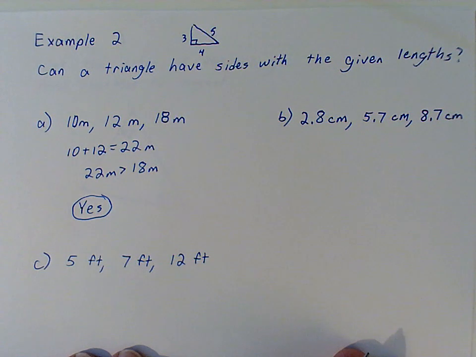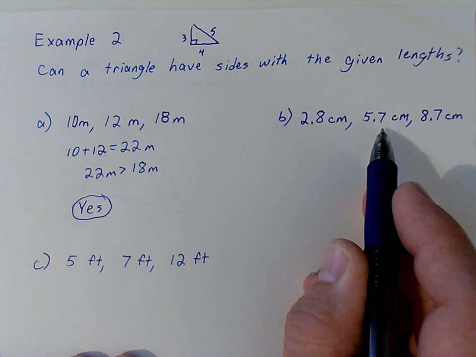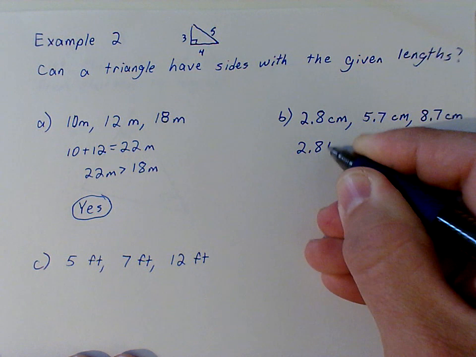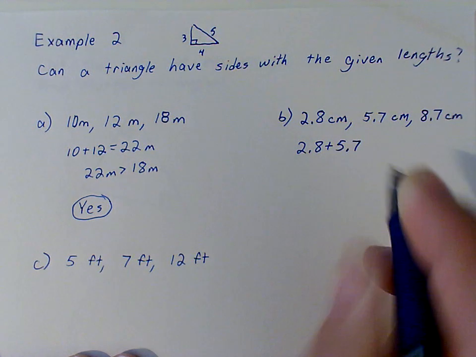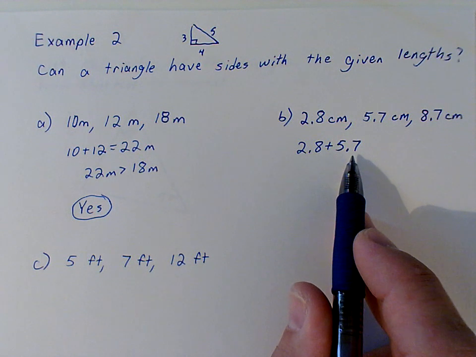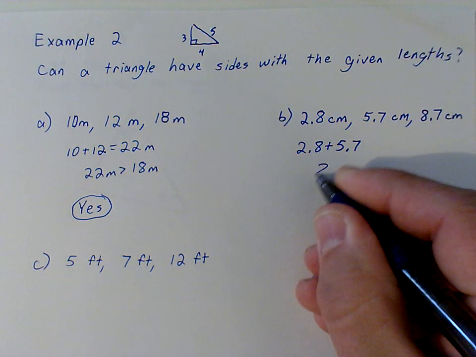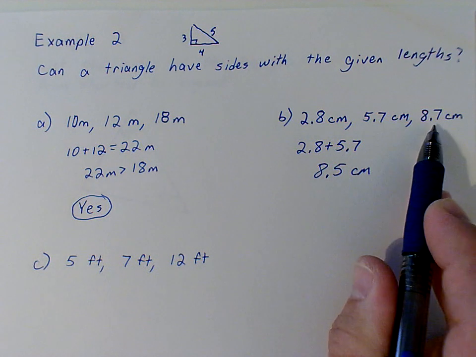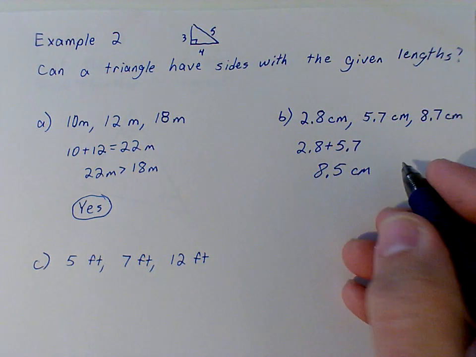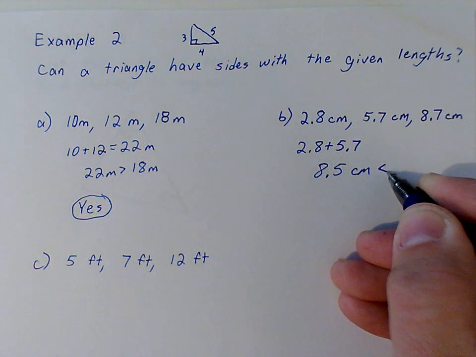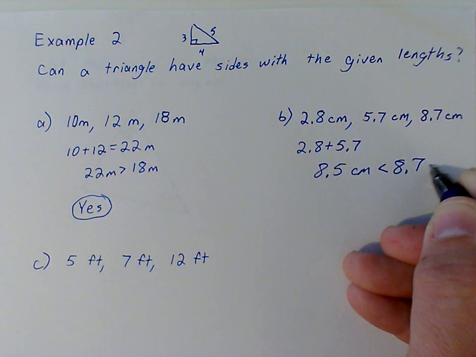Now I'm going to look at part B. 2.8 and 5.7 are my two shorter sides, so when I add them together, 2.8 plus 5.7 ends up being 8.5 centimeters, and I'm going to compare that to the 8.7 centimeters, which means that 8.5 centimeters is less than 8.7 centimeters.